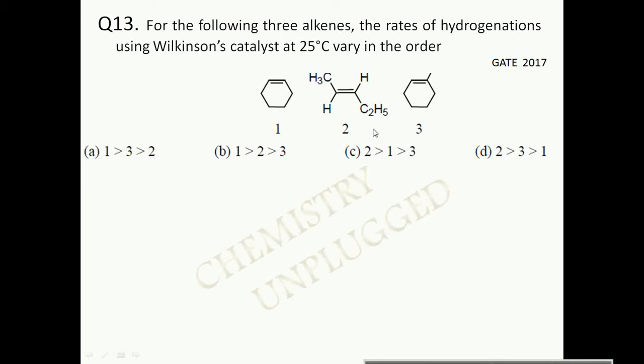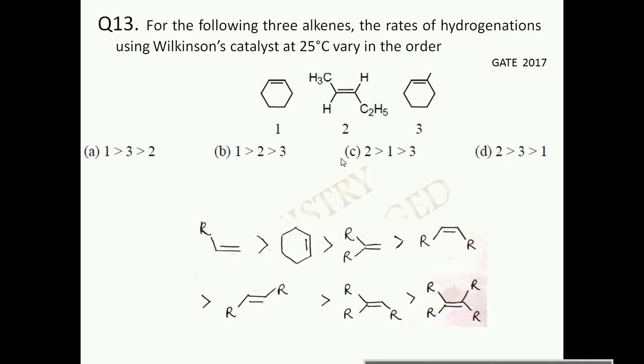So we have three alkenes here and we have discussed it in the Wilkinson catalyst video that this is the preferential order of the hydrogenation of alkenes. Because Wilkinson catalyst is a highly hindered molecule, it can attach easily with the alkenes which are less sterically hindered. So primary alkenes can be easily hydrogenated as compared to more substituted alkenes.